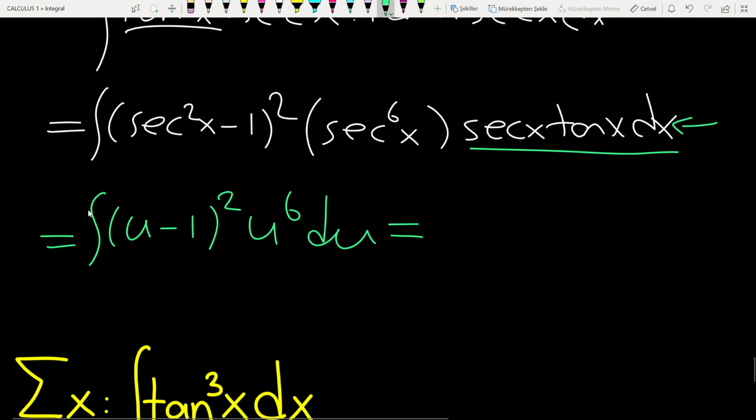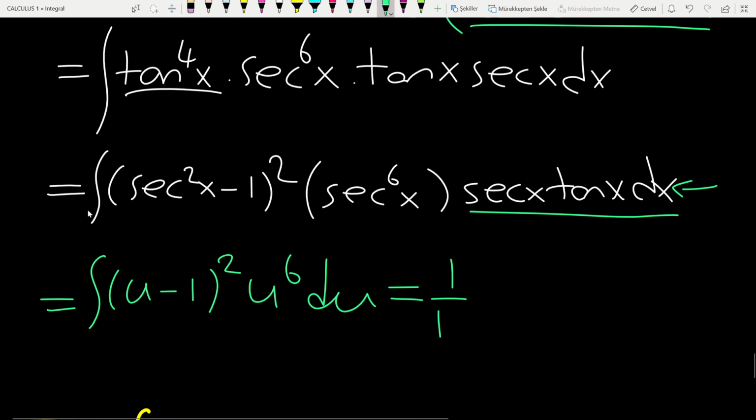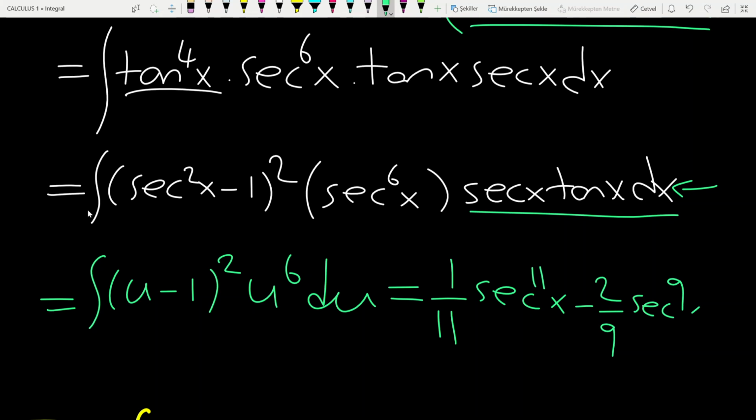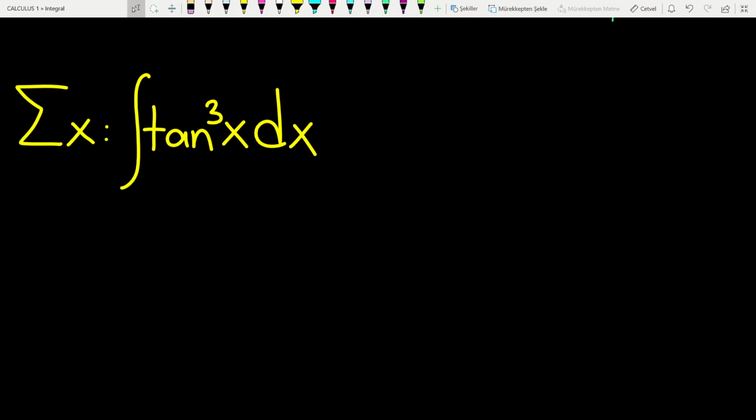Let me write down here. 1 over 11, and I also use the back substitution, secant to the power 11 x, minus 2 over 9 secant to the power 9 x, plus 1 over 7 secant to the power 7 x, plus c. This is all. This is the final example of this part.